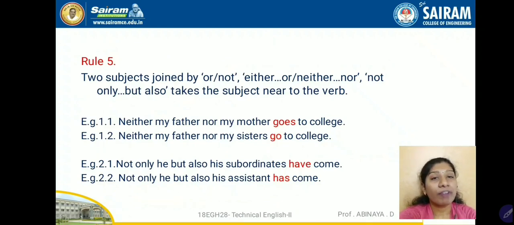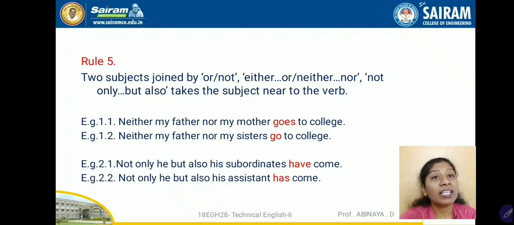Okay, go for rule number 5. Two subjects joined by or, nor, either or, neither nor, not only but also, take the subject nearer to the verb. I already told you two subjects are there. So, the subject which comes near to the verb should be taken into consideration. If the subject nearer to the verb is singular, go for a singular verb. If it is plural, go for a plural verb.